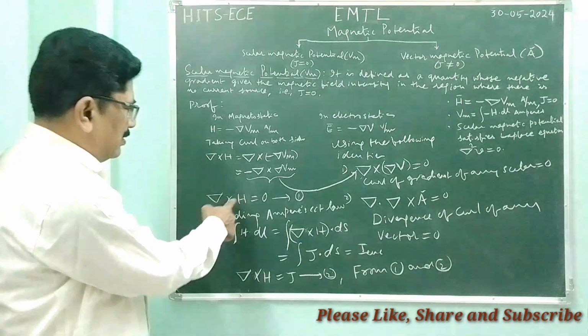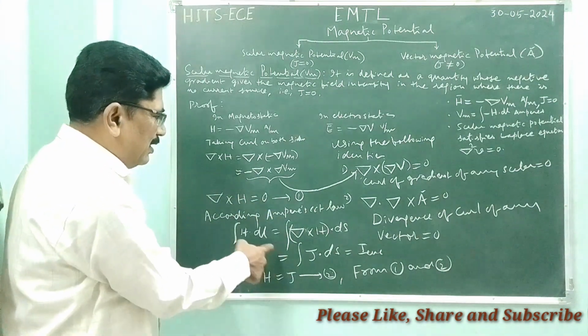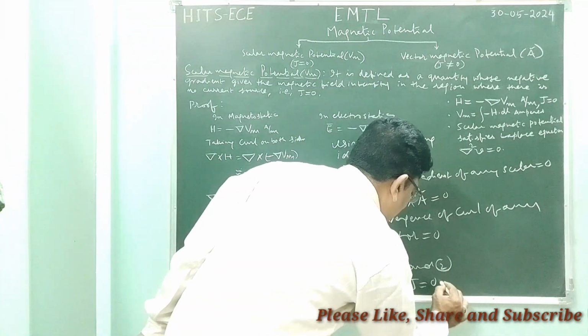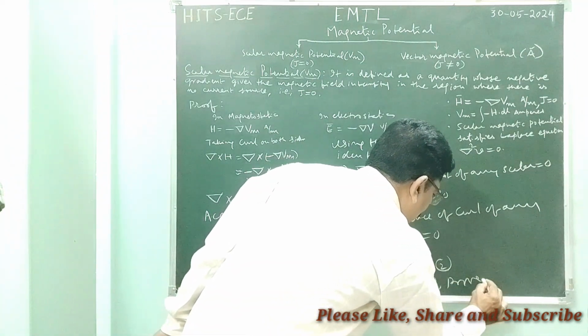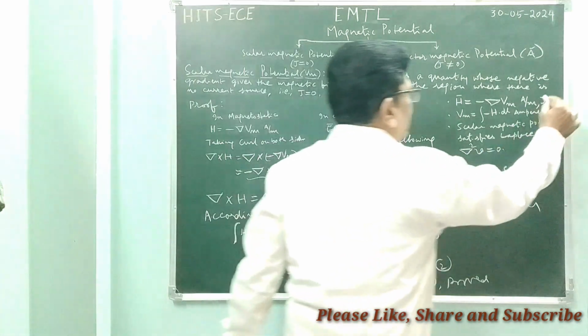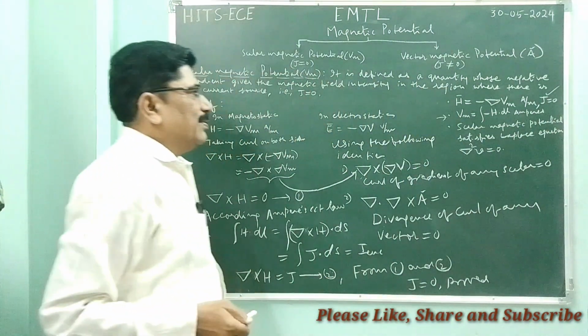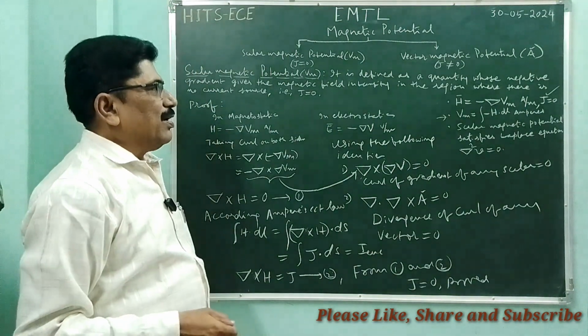Now from 1 and 2, del cross H is equal to 0 and del cross H is equal to J. So J will be equal to 0. From 1 and 2, J is equal to 0. This is proved. Now let us prove this expression: Vm is equal to integral minus H dot dl amperes.